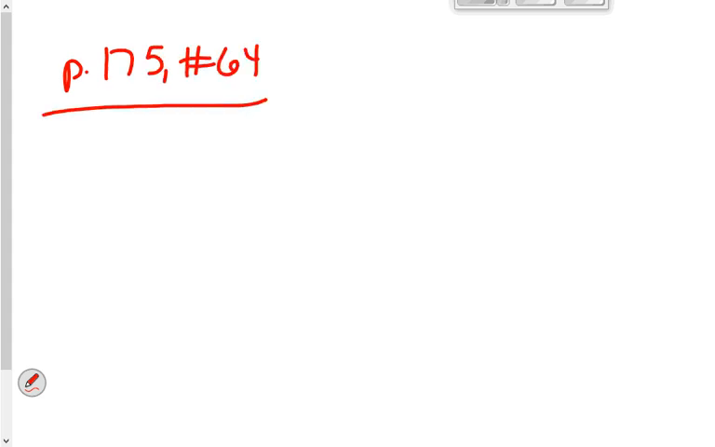All right, so here we go. So we're going to start by doing the last problem from chapter 7, which is going to be page 175, number 64. It is long.